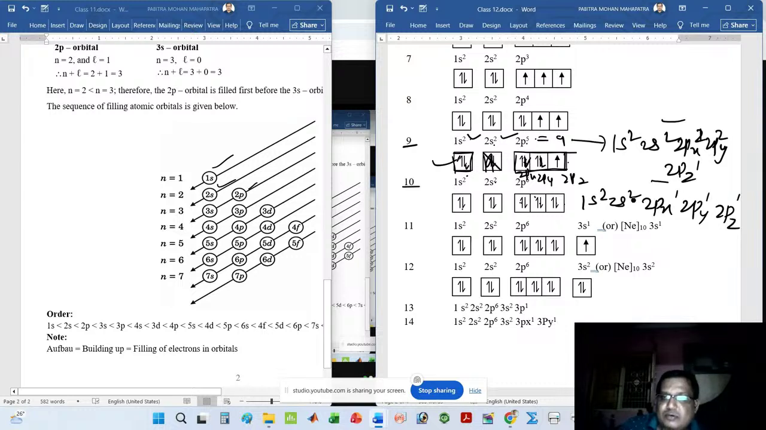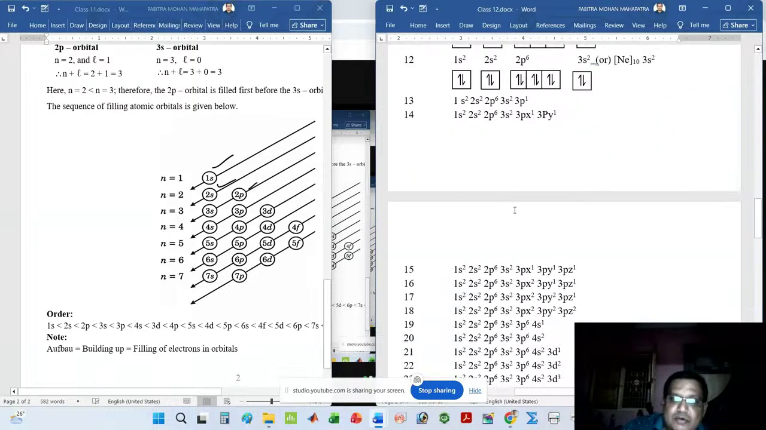I have 10 electrons; 2, 4, 5, 6, 7. Again give 1 extra electron, here 2, here 2. So the electron configuration is 1s2, 2s2, 2px2, 2py2, 2pz2. Similarly, follow the diagram, then you will be able to write the electronic configuration.